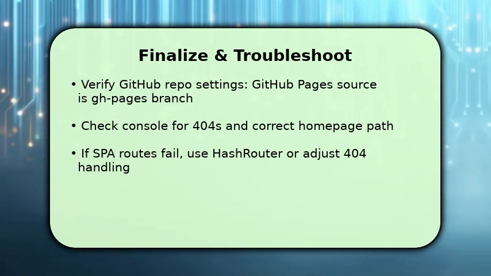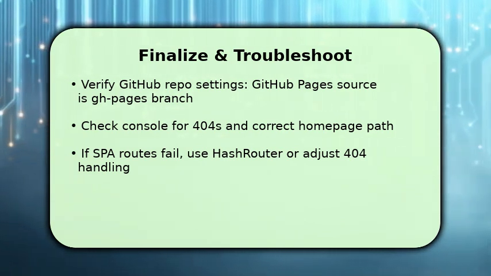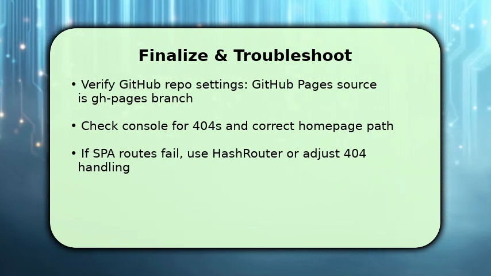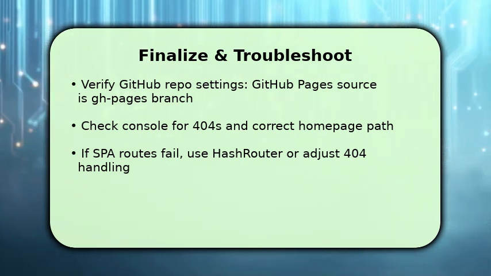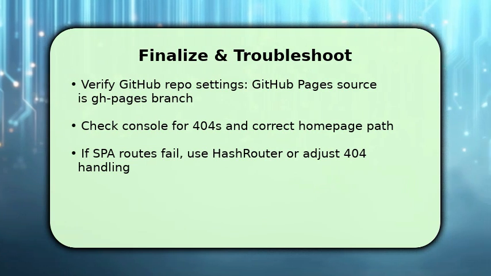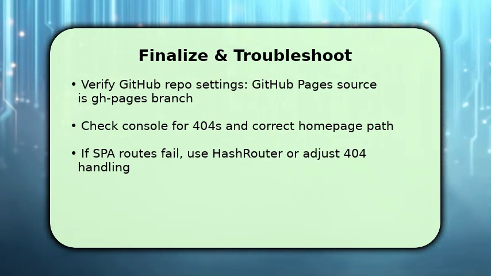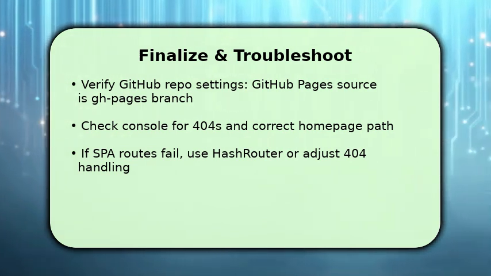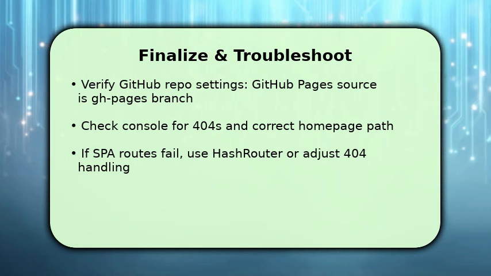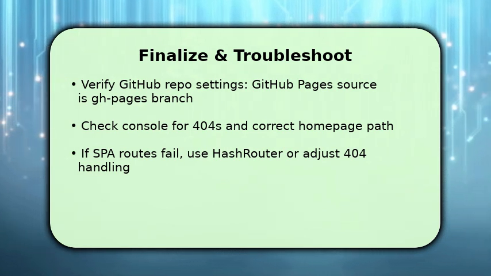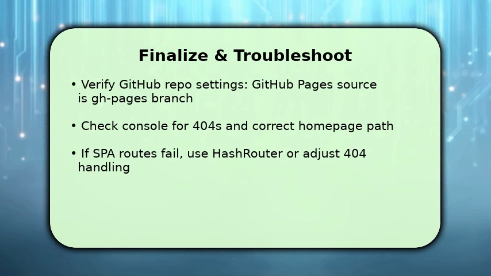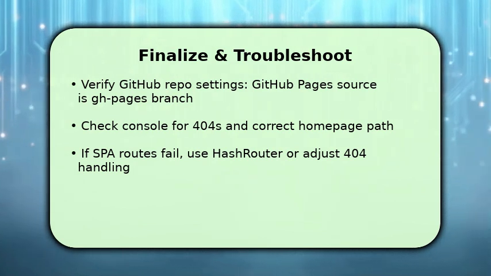Once live, test navigation across your app and watch the browser console for 404 errors, which usually indicate a wrong homepage path. If single-page app routes return 404, switch to a hash router or add a redirect /404 for fallback to serve index.html. Make sure to clear caches and redeploy after fixes. This resolves most issues.